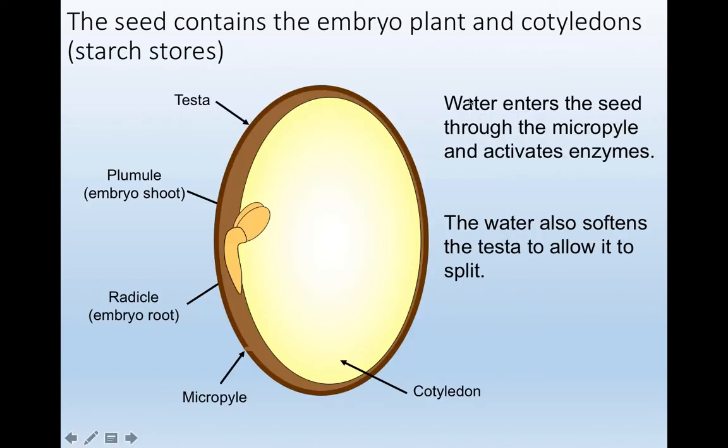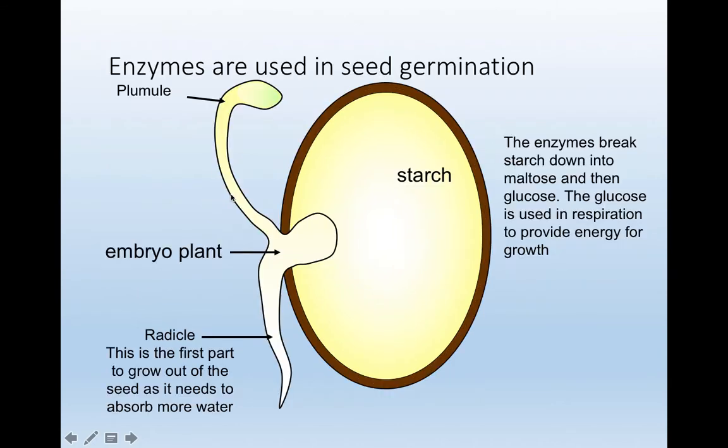The seed contains an embryo plant and cotyledons, or starch stores. Water enters through the micropyle and activates enzymes inside. The water also softens the testa, or the outside here, that allows it to split. So now we have activated the enzyme, we get our root that's going to be activated and our plumule that's going to get activated here.